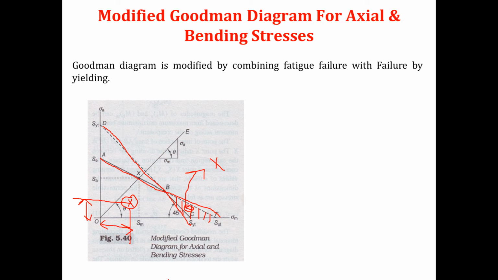So in order to eliminate this region, we combined the fatigue diagram with the yield diagram. After combination, the region which you get, the region OABC, is known as your modified Goodman diagram region, and any point lying inside the modified Goodman diagram region will be safe to design for both fatigue as well as for yield. So these things we discussed in the last class.